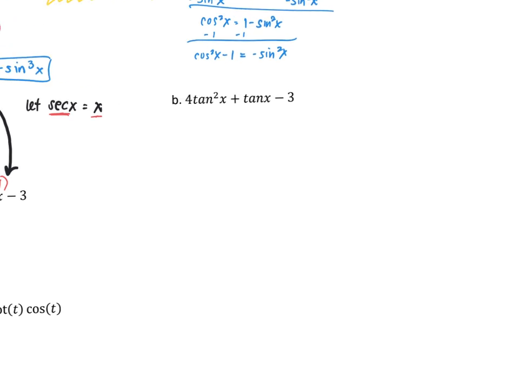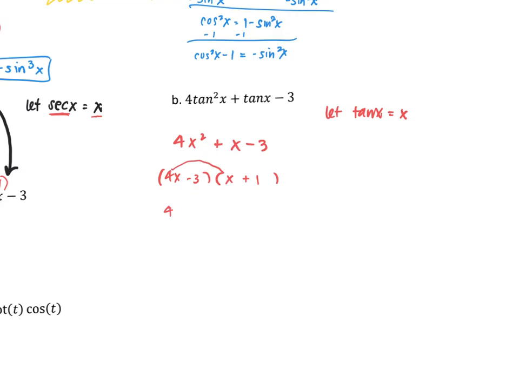This is a little trickier, but same type of thing, right? We have 4 tangent squared x plus tangent x minus 3, and we're supposed to factor it. So I'm going to let tangent x equal x for a second, and then it's going to be 4x squared plus x minus 3. And that is now an algebra 1 problem. And I can easily factor that. For 4x squared, I can put a 4x and an x. And then for 3, you can do minus 3 plus 1. And then you can multiply it out to make sure you got the correct answer.